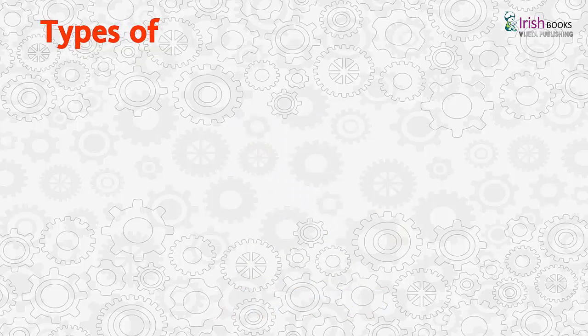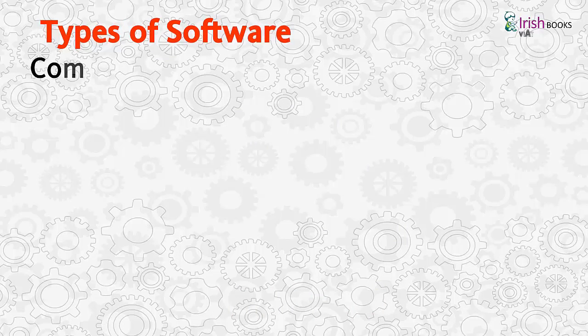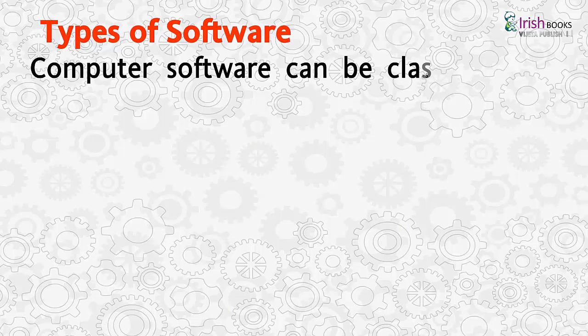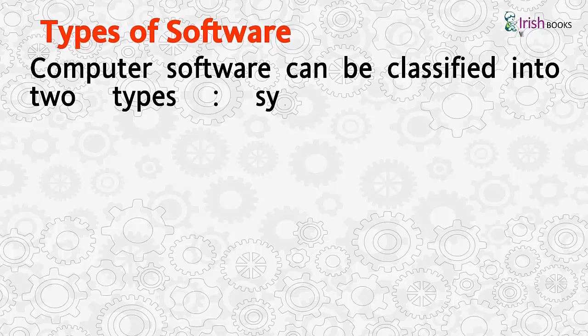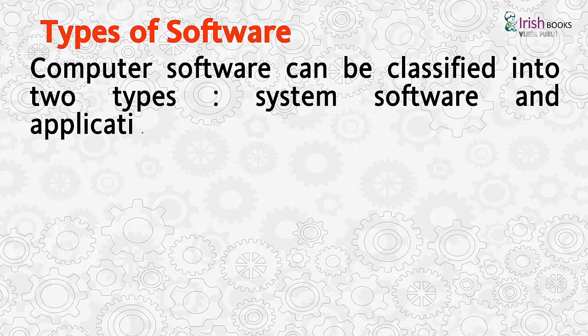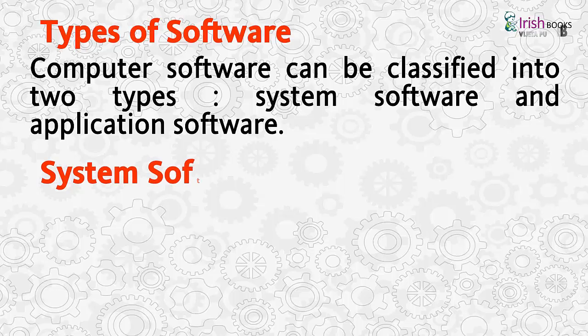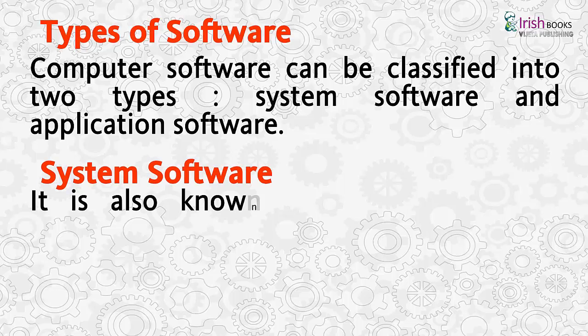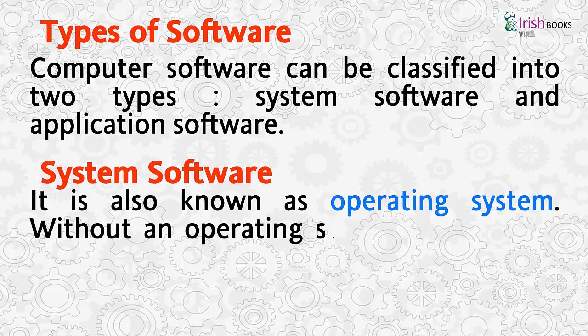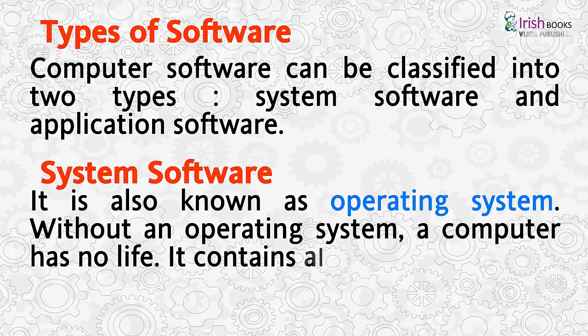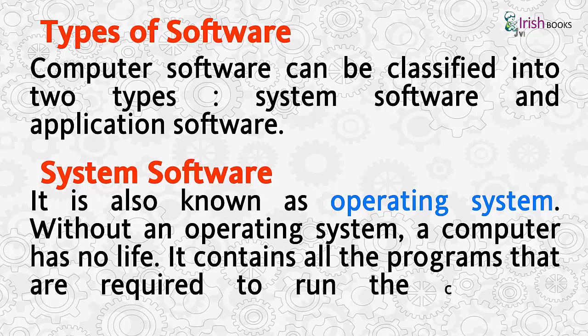Types of software. Computer software can be classified into two types: system software and application software. System software is also known as the operating system. Without an operating system, a computer has no life. It contains all the programs that are required to run the computer.